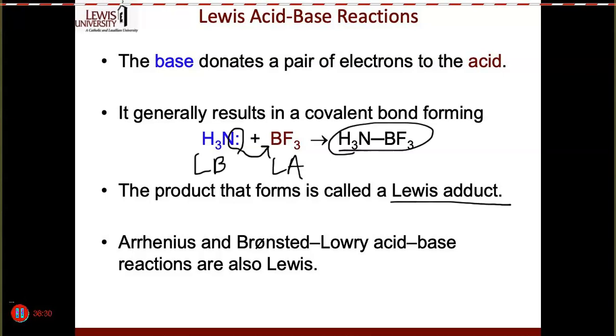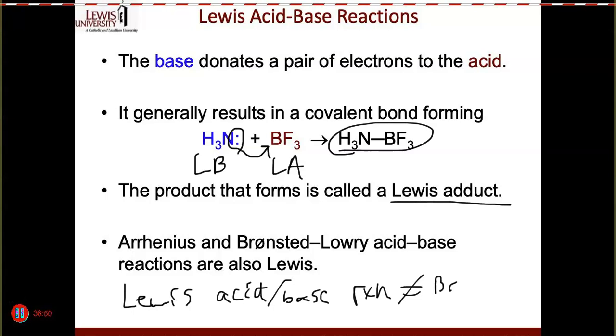So what we can say is that Arrhenius and Bronsted-Lowry acid-base reactions are also Lewis acid-base reactions. However, Lewis acid-base reactions do not always give you Bronsted or Arrhenius. It can't be true the other way. Bronsted and Arrhenius will always be Lewis, but Lewis will not necessarily be Bronsted and Arrhenius.